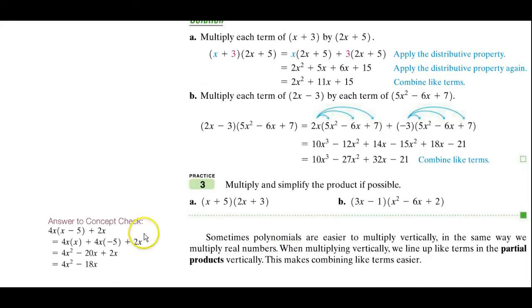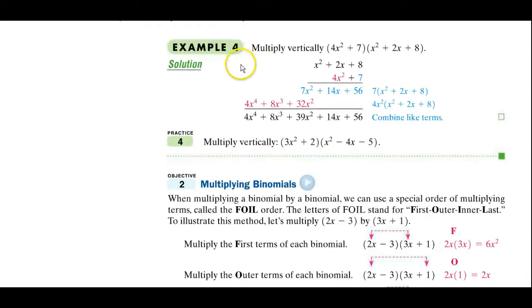And I don't like to quote from the textbook, but look at this. Sometimes polynomials are easier to multiply vertically, in the same way we multiply real numbers. When multiplying vertically, we line up like terms in partial products vertically. This makes combining like terms easier. Okay. So in example 4, they actually do one vertically, and it's just the way we said, and you line them up once you get your partial products in like term columns.